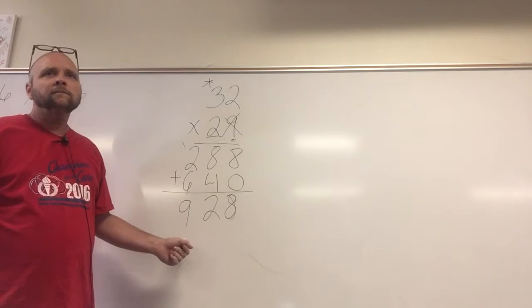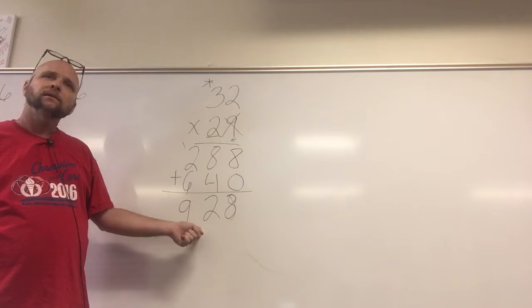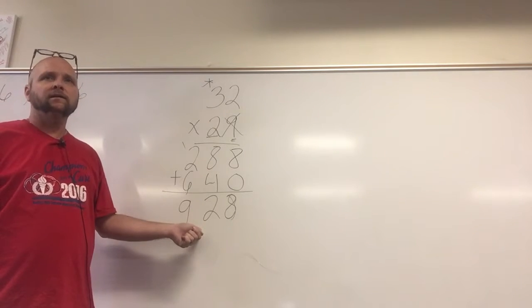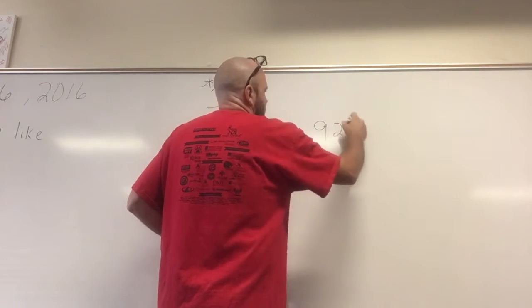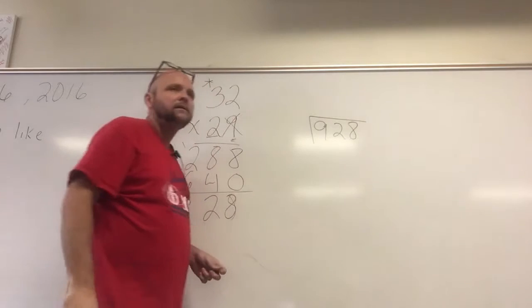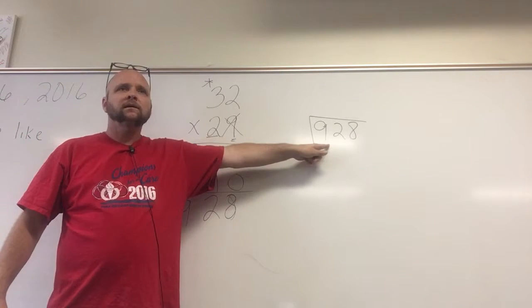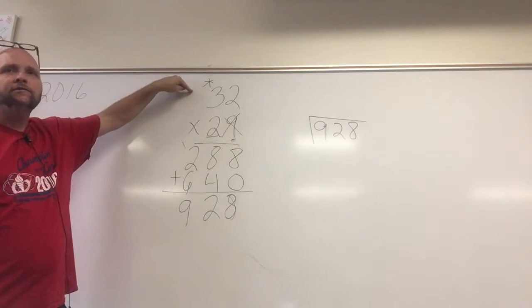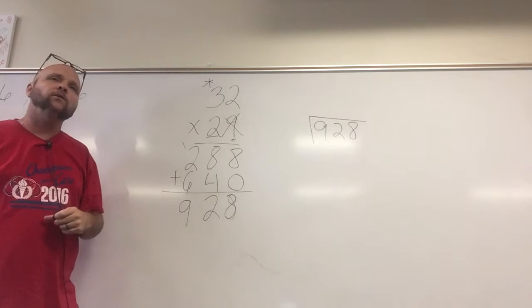All right, Kylie, we take our product, which is 928. That is our dividend. We're going to take one of our factors, either 32 or 29, to use as our divisor. Which one do you want to use, Kylie?